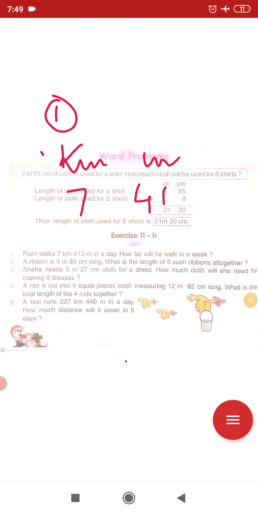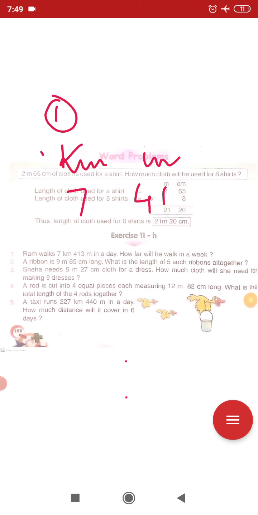So I am repeatedly telling you that when you see that the price or the distance, length, and time, whatever is given for one thing, and the question asks what will be the answer for 5, 8, more than one things, then we should multiply the numbers. Okay, we should multiply. So multiplication, this process should be applied.